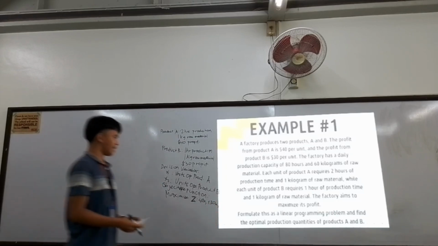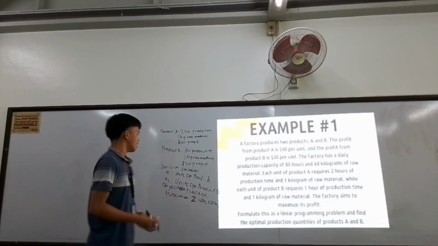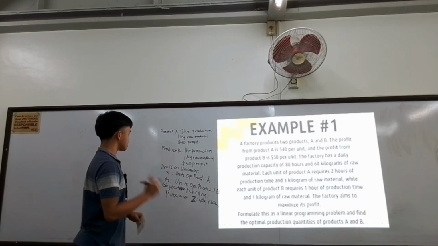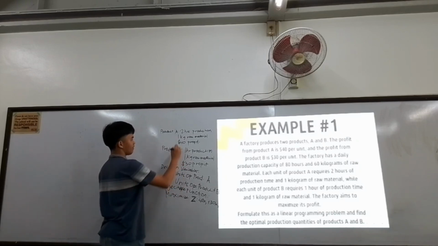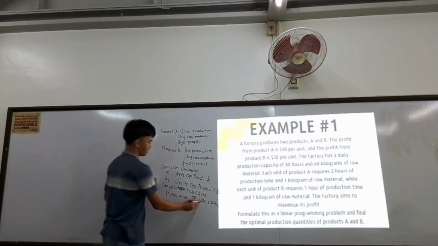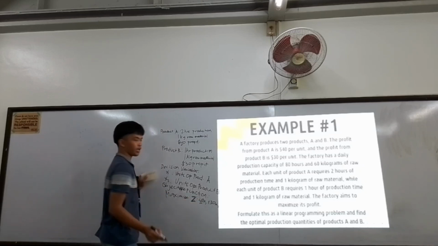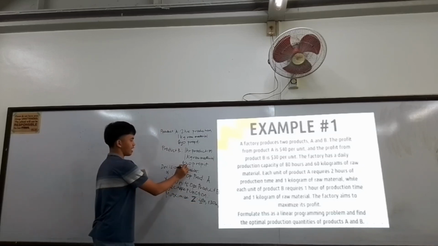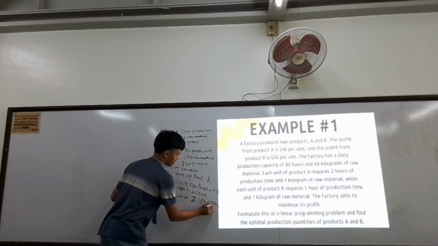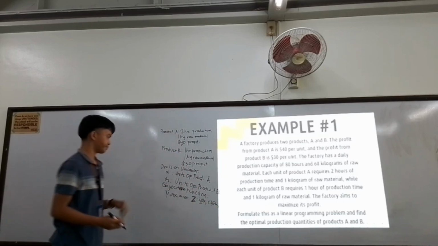So we have to maximize x sub 1 and x sub 2. Since our x sub 1 has the profit of $40, we have to copy the 40 here to x sub 1. And for x sub 2, we have $30 profit, so we copy the 30 to x sub 2.